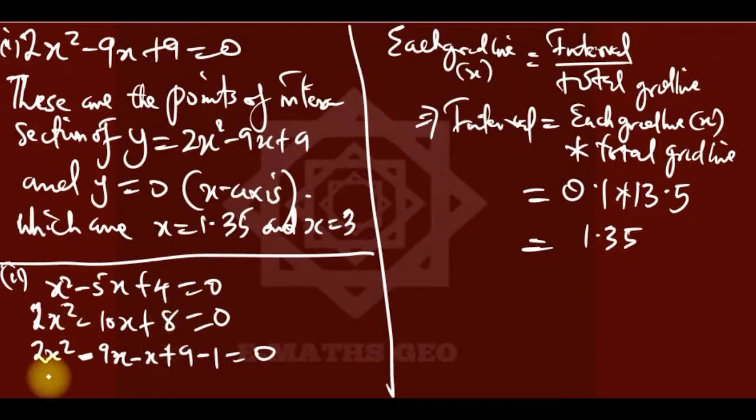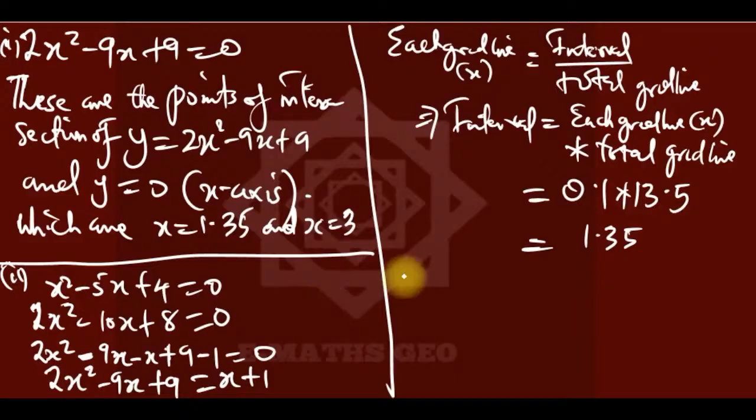So I now write the first function, that's the one plotted, 2x squared minus 9x plus 9 on one side, and move the remaining to the other side. So remaining is x plus 1. So we have two functions now.